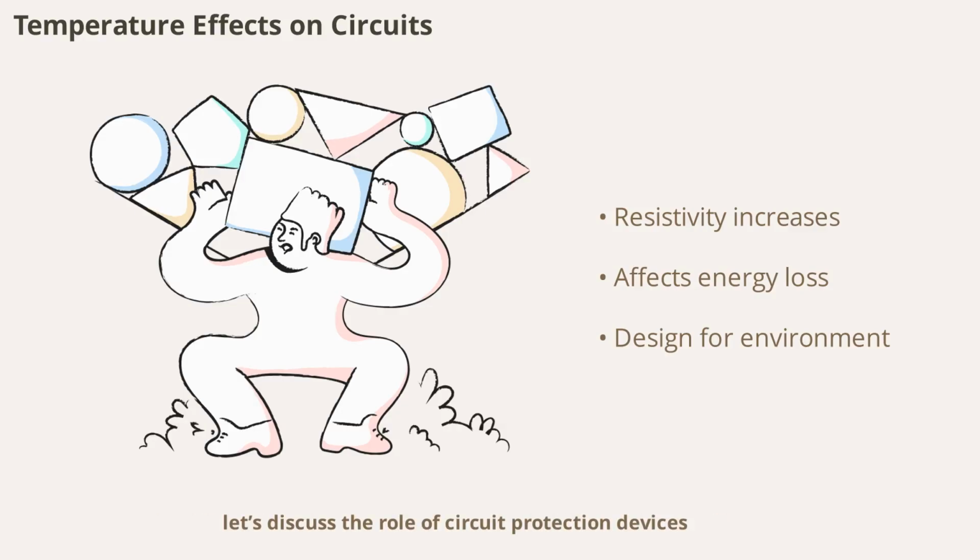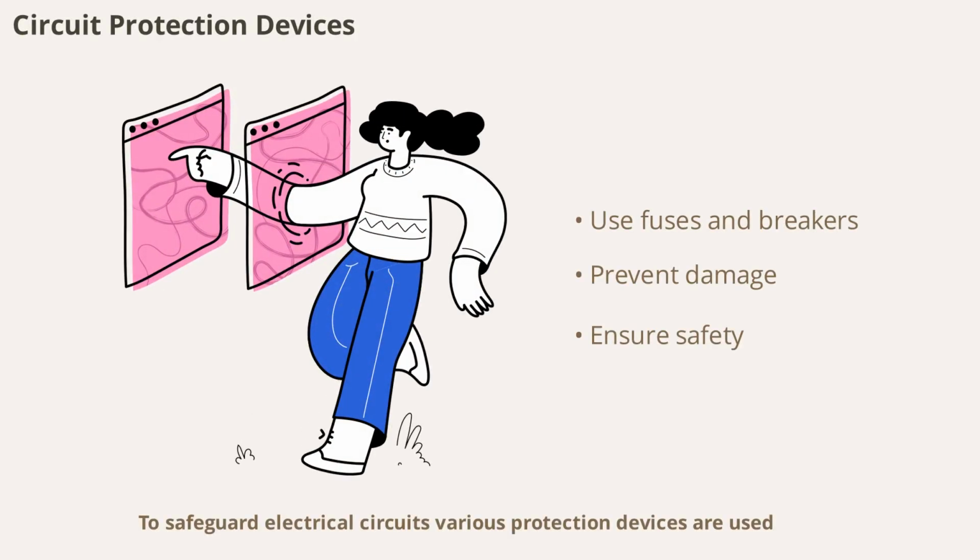Next, let's discuss the role of circuit protection devices. To safeguard electrical circuits, various protection devices are used, such as fuses and circuit breakers. These devices interrupt the flow of current when it exceeds safe levels, preventing damage to components and reducing the risk of fire. Proper circuit protection is essential in both household and industrial settings. Understanding current, resistance, and the behavior of materials under different conditions helps in selecting the right protection devices.